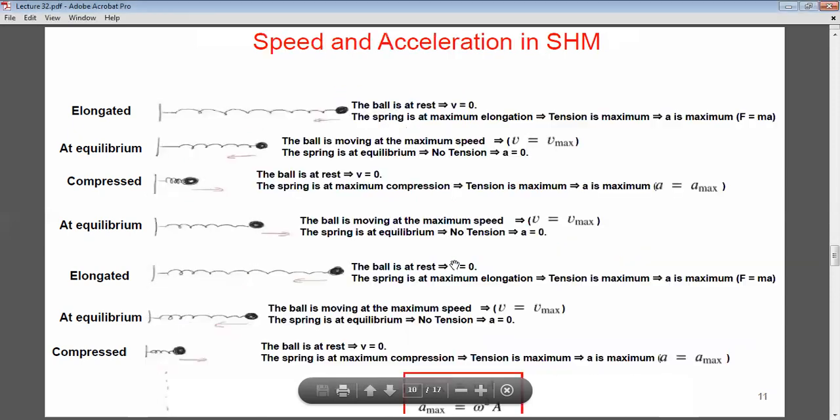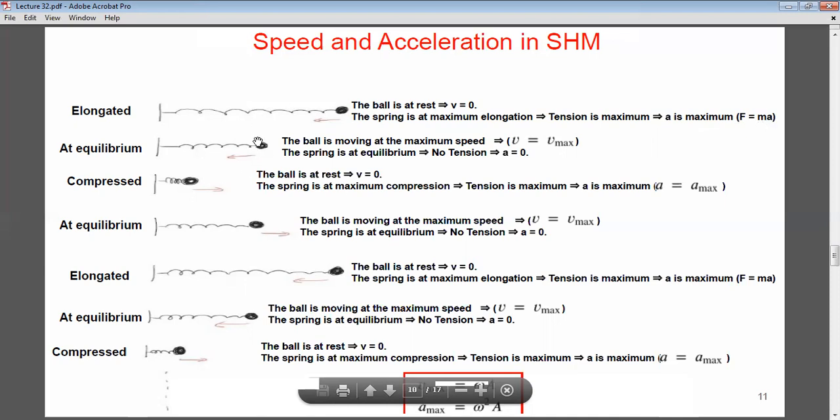Okay. Now, what happens to the speed and acceleration in simple harmonic motion? First, we looked at what happens to the position. Now, what happens to the speed? When it is elongated, the ball is at rest. So v is 0. The spring is at maximum elongation. So the tension is maximum. So a is maximum. Here you have to remember that F equal m times a.